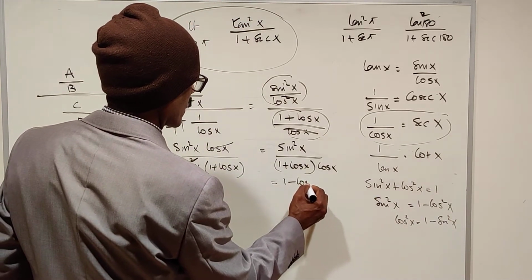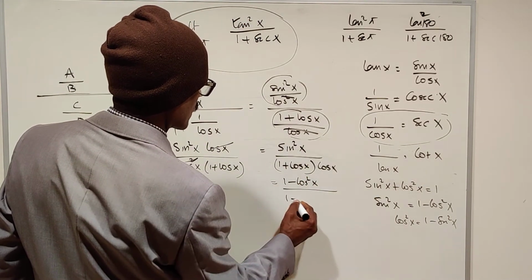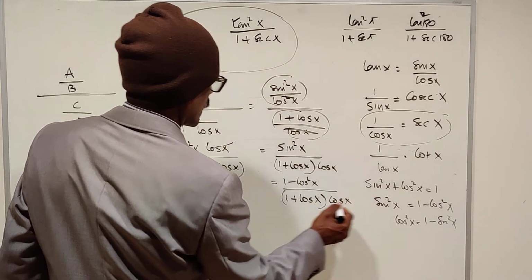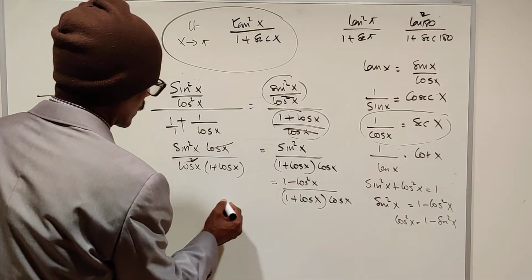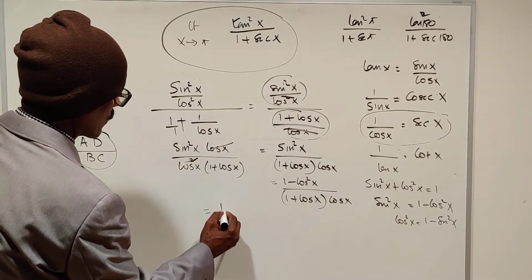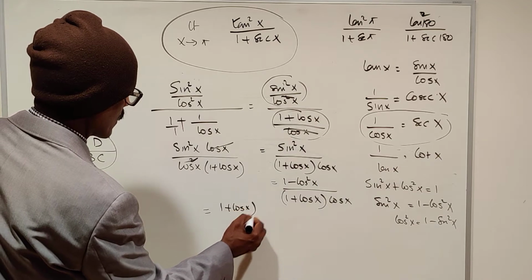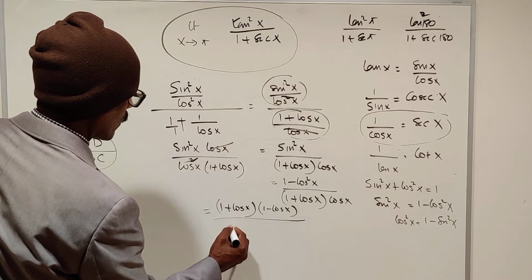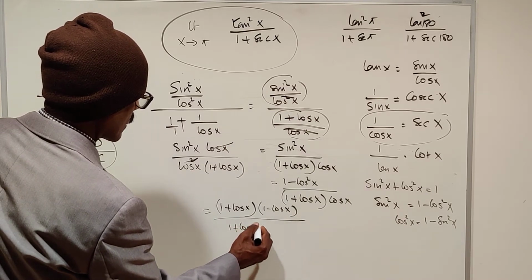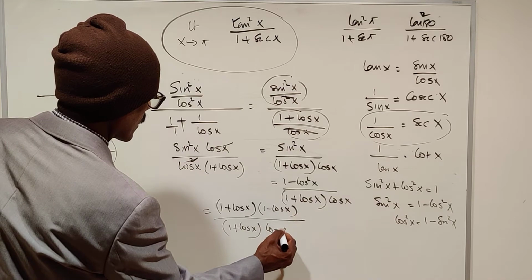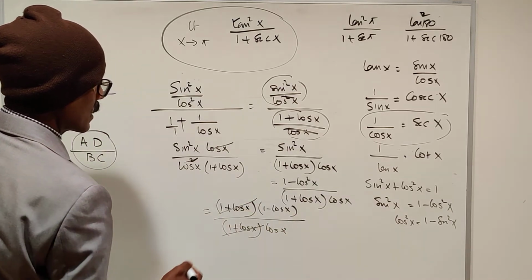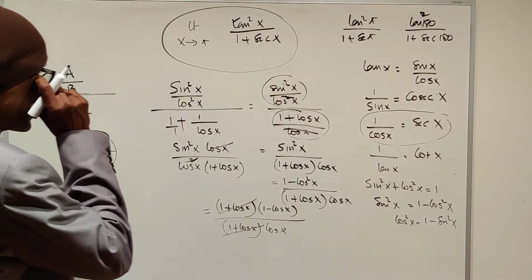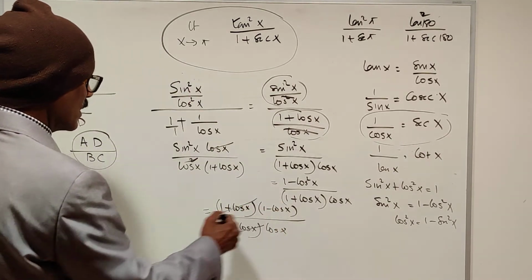1 minus cos square x by 1 plus cos x times cos x. See, 1 minus cos square x equals 1 plus cos x times 1 minus cos x, divided by 1 plus cos x times cos x. See, 1 plus cos x cancels out. 1 minus cos x by cos x. Then just apply the formula.